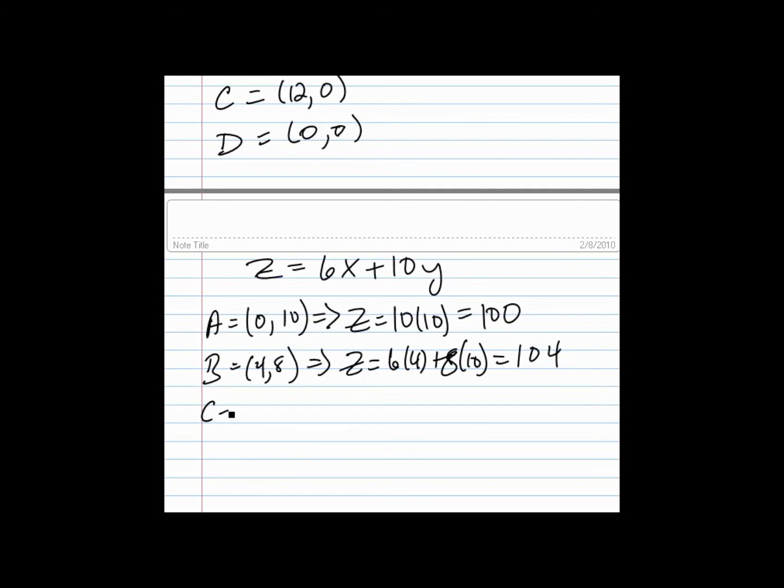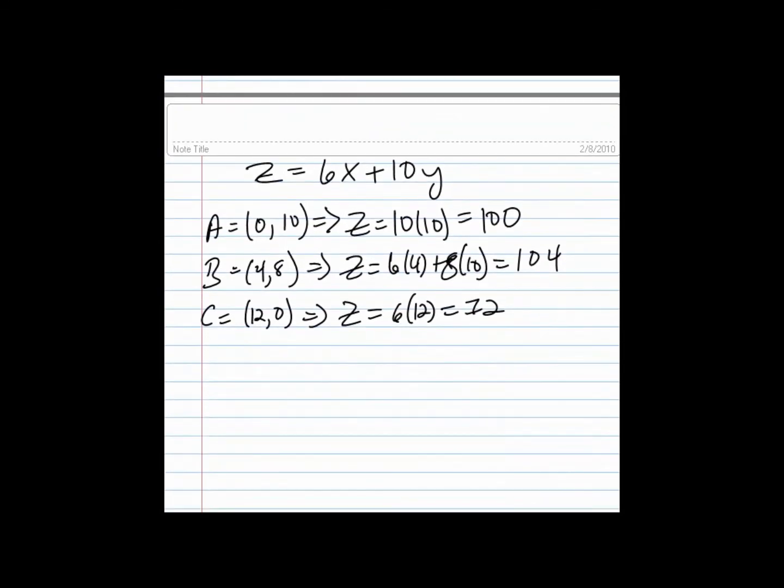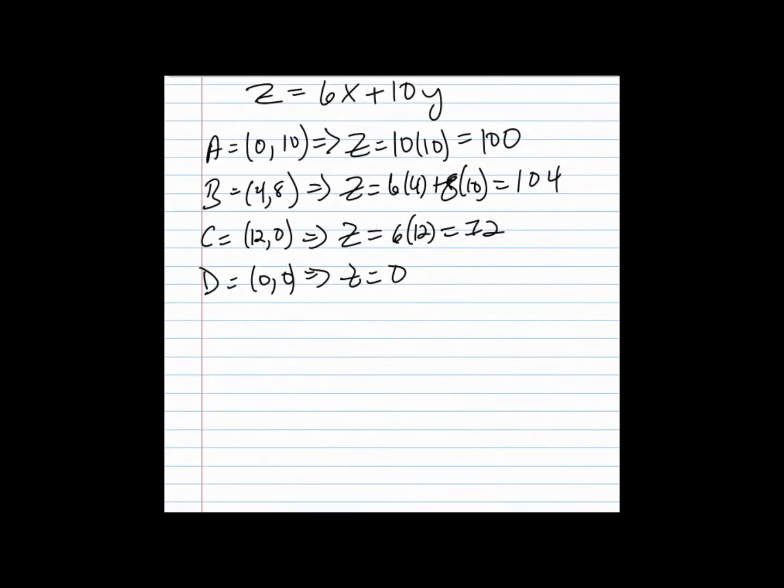C equals 12, 0. This implies that Z equals 6 times 12 plus 10 times 0. So this equals 72. And D equals 0, 0, which implies that Z equals 0. So now we know the answer. We know at the point B that if we answer 4 computation problems and 8 word problems and get them all correct, that maximizes our score at 104.